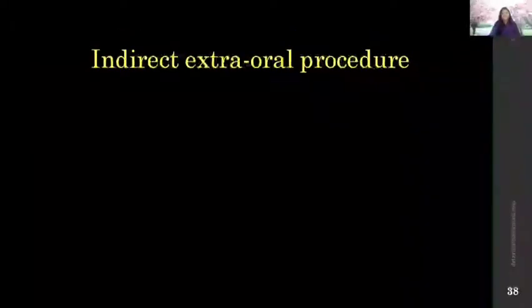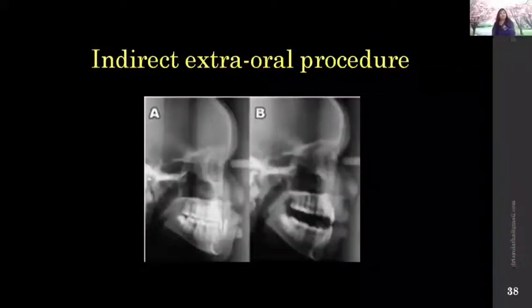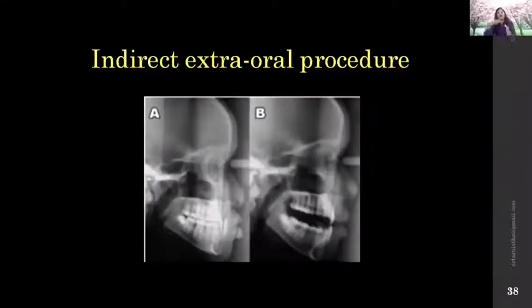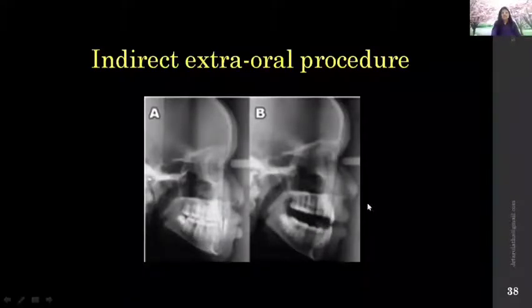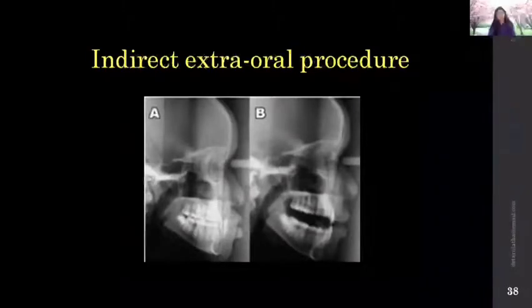Then there is the indirect extraoral procedure, in which you take 2 X-rays. A lateral cephalometric X-ray will be taken in one, in centric occlusion. The other will be taken in the rest position, and then you measure at the canine or premolar region for the distance, and then you subtract them. Then you get what is called the interocclusal clearance, or the freeway space. This is the indirect extraoral procedure.